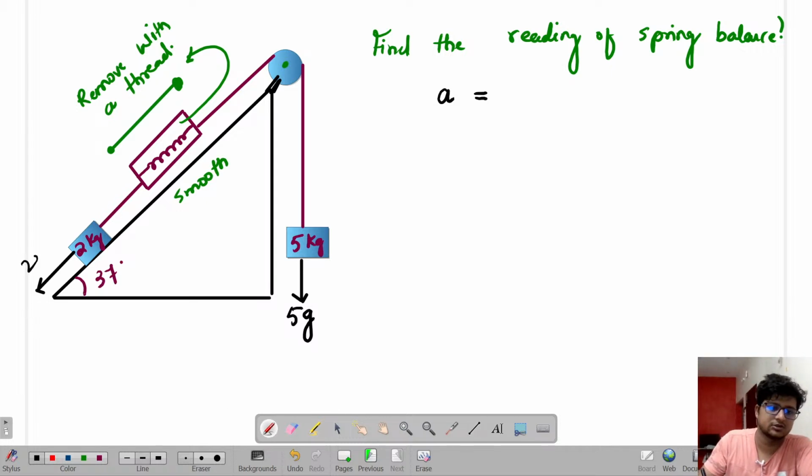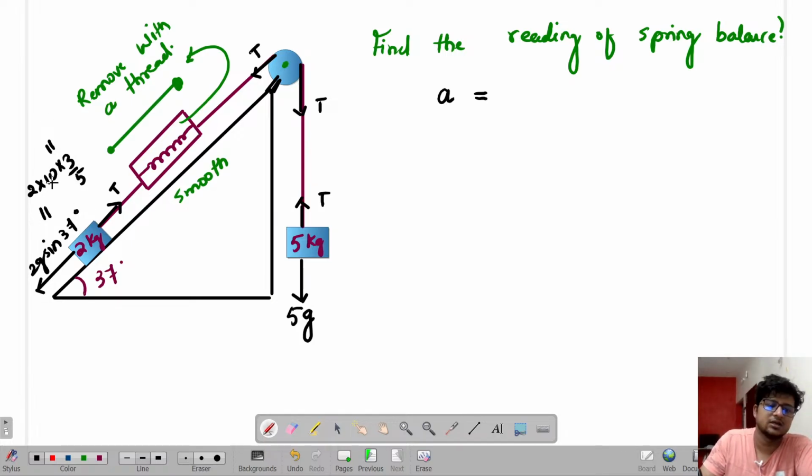So this is how much? 2g sine 37. Let us see. Look over here. If you draw the tension, this is going to be tension T. This is tension T. This is tension T. This is tension T. Correct? Correct or not? Net tension again is how much? Cancelled. So acceleration is what? Total pulling force, heavier mass is 5g. If you look over here, 2g sine 37. How much is that? 2 into 10 into 3 by 5. How much is that? Tell me fast.